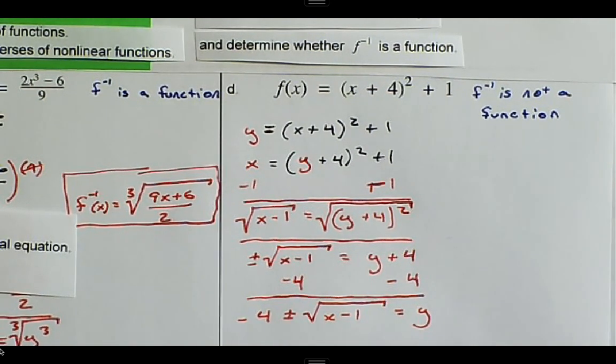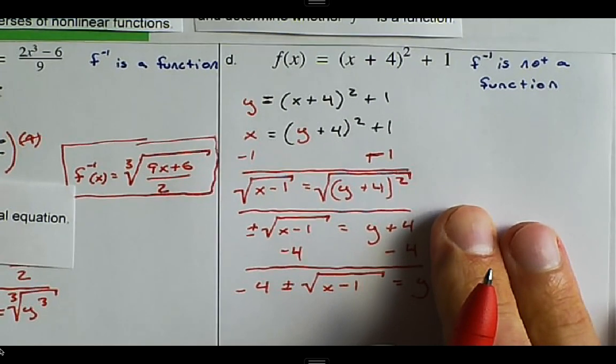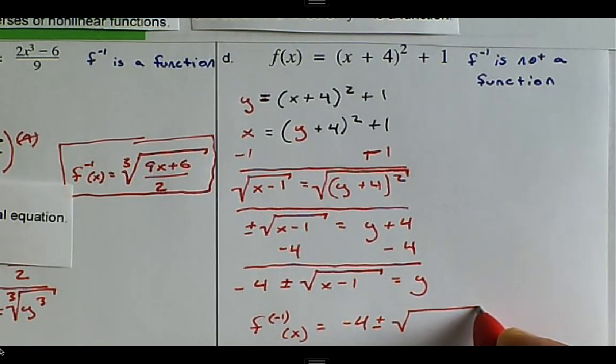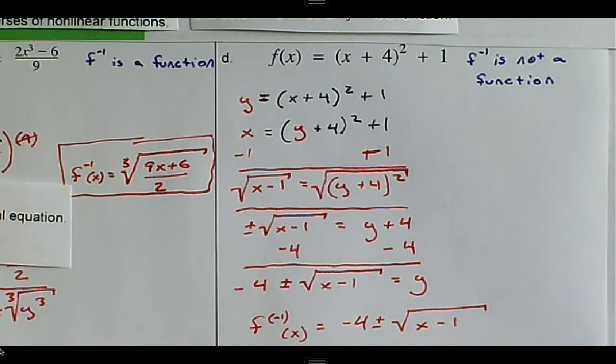And in that case, that's our inverse. So just write it down here. F inverse of x is equal to negative 4 plus or minus the square root of x minus 1. That is the inverse, even though that is not a function.